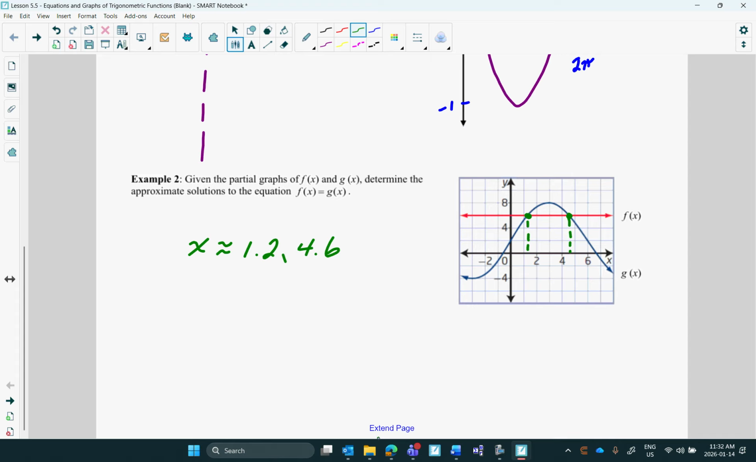Okay. Final thing. How can we use trig equations or trig functions, specifically sinusoidal ones, sine and cos, to solve some actual problems?